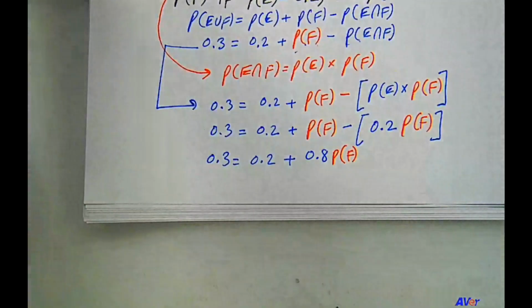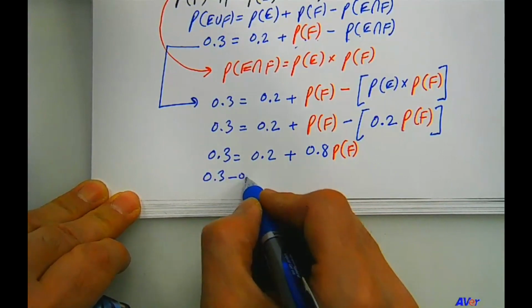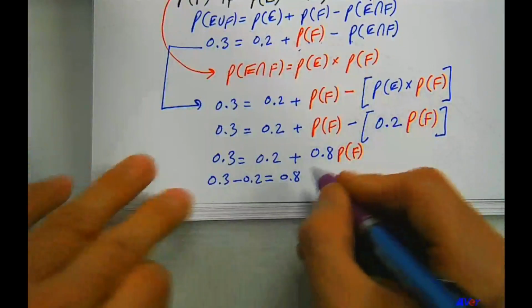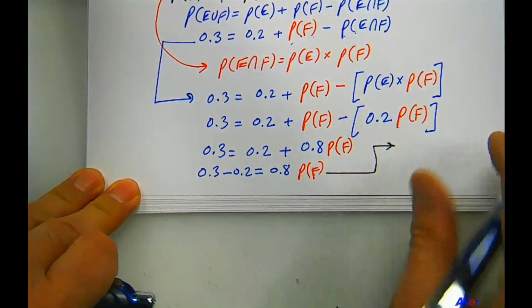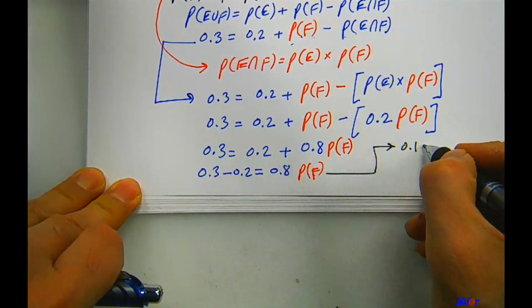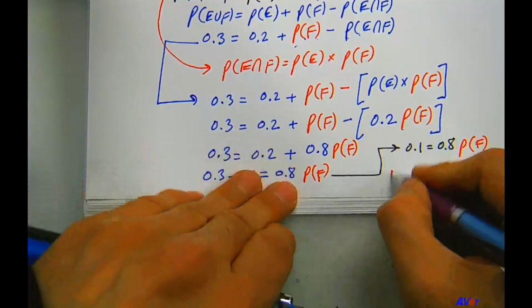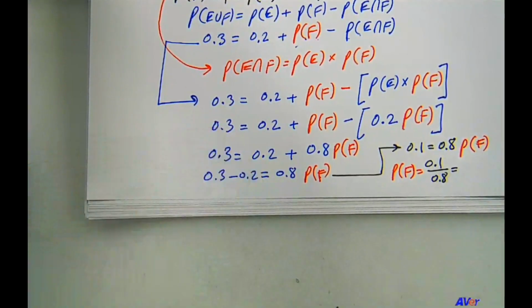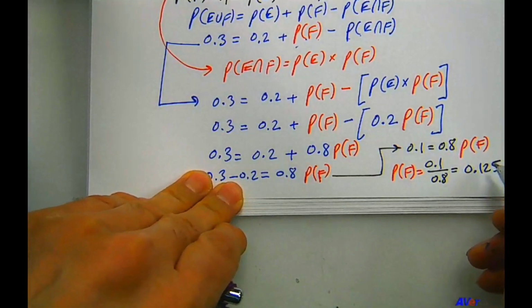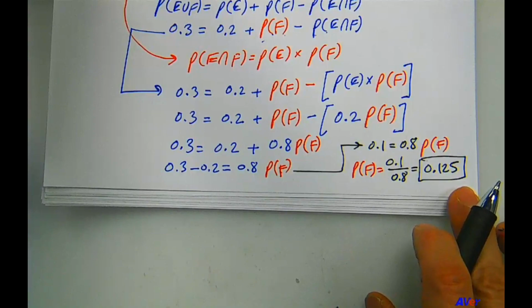So now we can easily solve for the unknown quantity, which is probability of F. So we have 0.3 minus 0.2 equals 0.8 times probability of F. And then we have 0.1 on the left-hand side equals 0.8 probability of F. And so probability of F is equal to 0.1 over 0.8, which is 0.125, and that is what we wanted to find out.